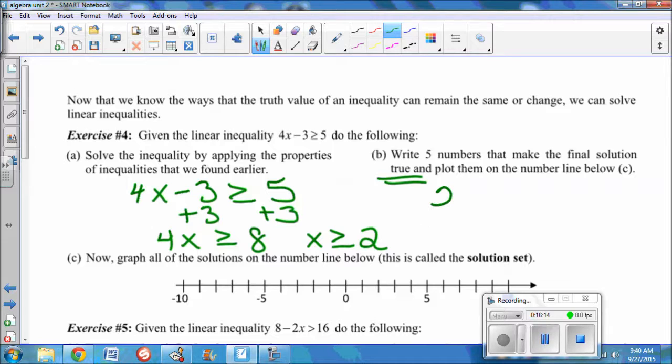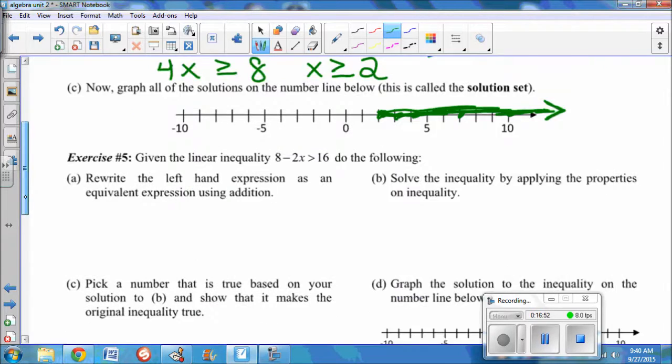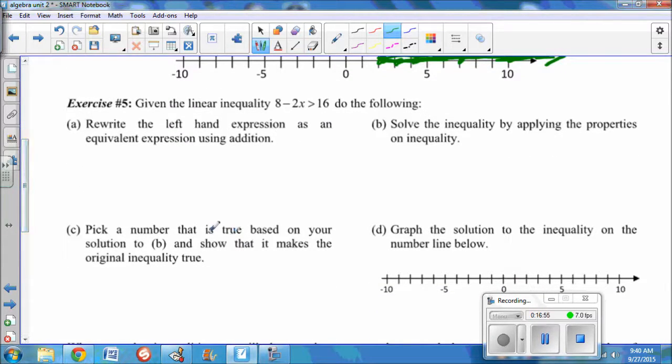So I would say, well, 2 would make that true. 3 would. 4 would. 7. And say 10. Let's say 7, 8, 9, 10. All of those make this true. But what about all the other ones that I didn't mention? Okay, so you know that we would shade that in. That indicates everything to the right and including 2 make that inequality true. Okay. A couple more and we're all done.